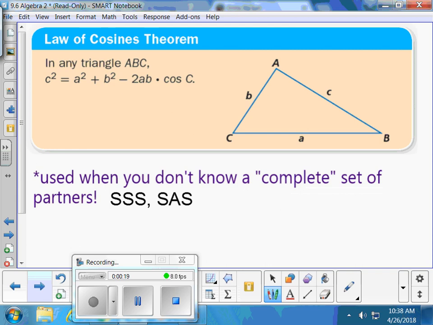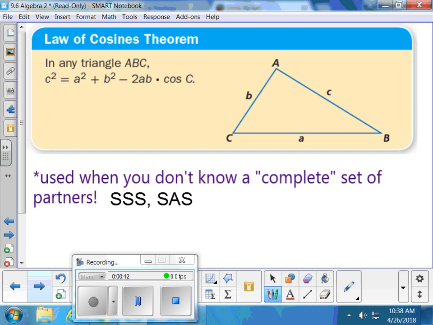All right. So all week you've been hearing me say, "Do we have a complete set of partners, class?" And you've always shouted yes. Well, today you'll start shouting no. Because if you don't have a complete set of partners, you'll be using something called the law of cosines. This is not the only version of the formula. I'll show you the other two versions, but it's probably the only one you need to write down.